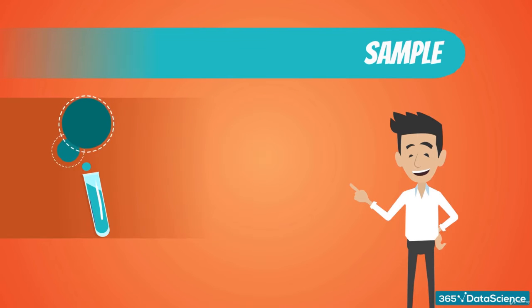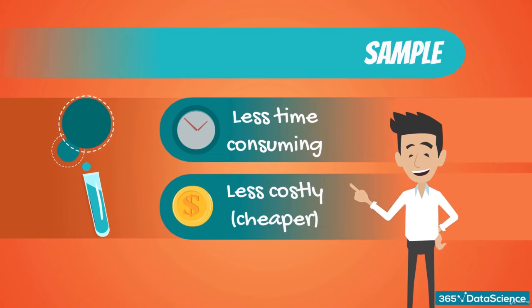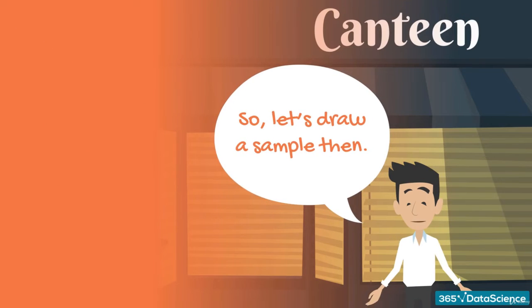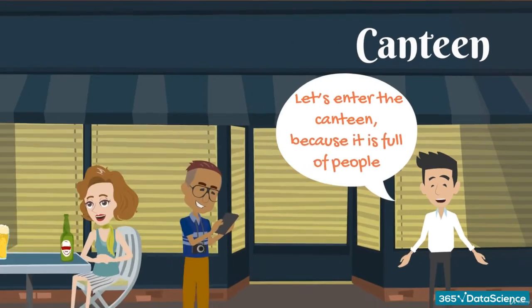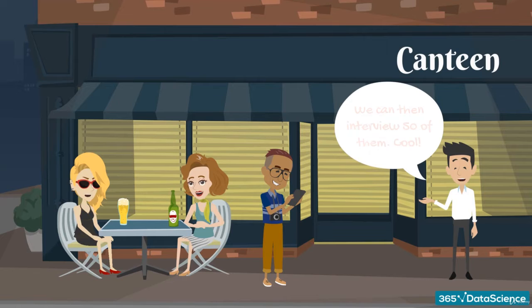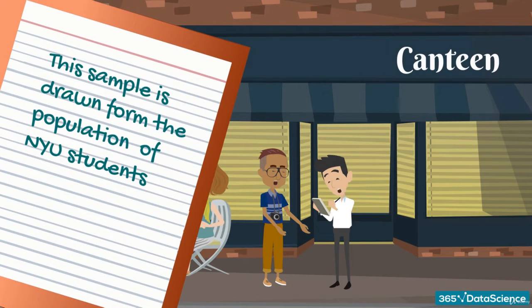A sample, however, is much easier to gather. It is less time-consuming and less costly. Time and resources are the main reasons we prefer drawing samples compared to analyzing an entire population. So, let's draw a sample then. As we first wanted to do, we can just go to the NYU campus. Next, let's enter the canteen because we know it will be full of people. We can then interview 50 of them. Cool! This is a sample drawn from the population of NYU students.